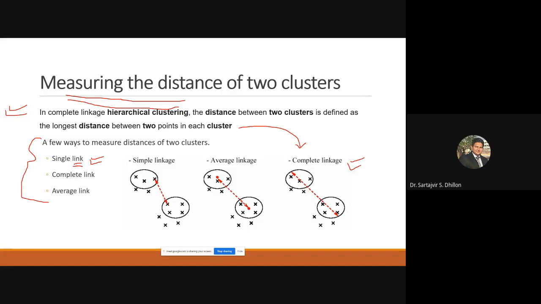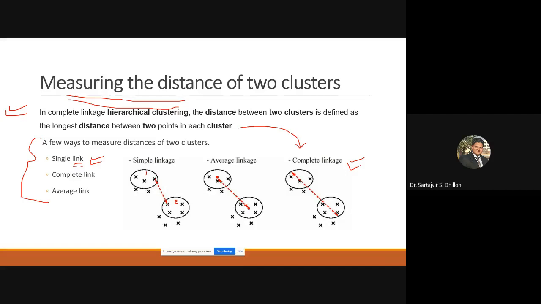So in single or simple link, we first have to check the shortest distance between these two clusters, and how we can identify that shortest distance via data points. So for example, this one is one cluster and this one is a second cluster. And here you can see that this x is too far from this x, and this x is also too far from this x.